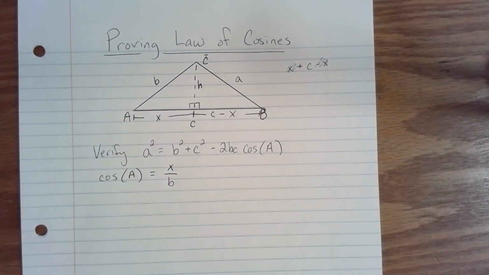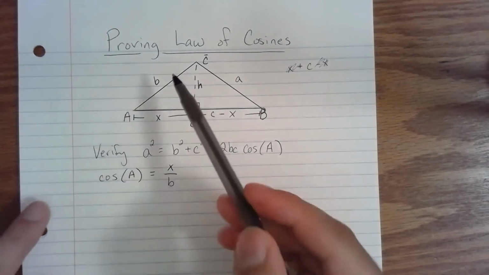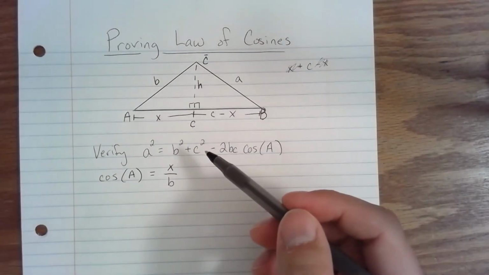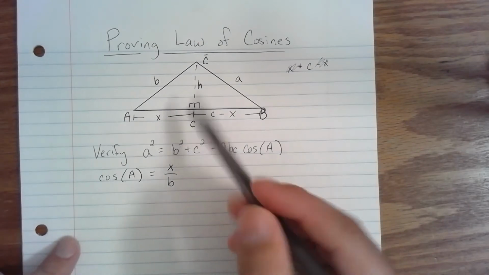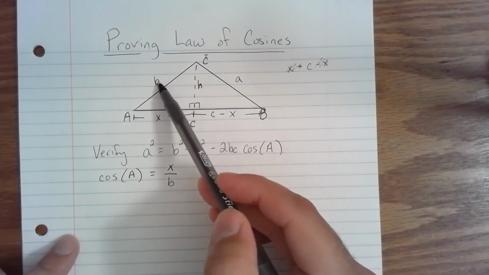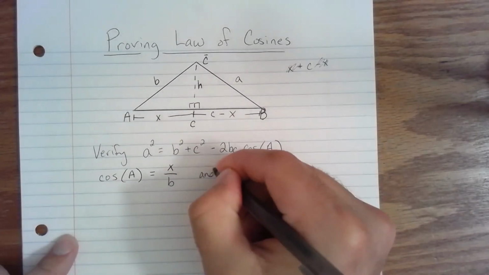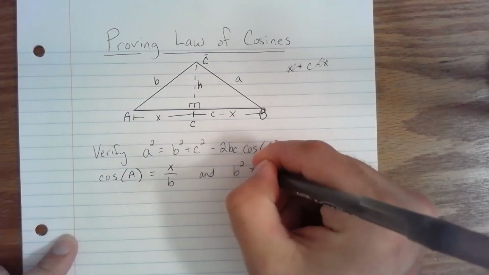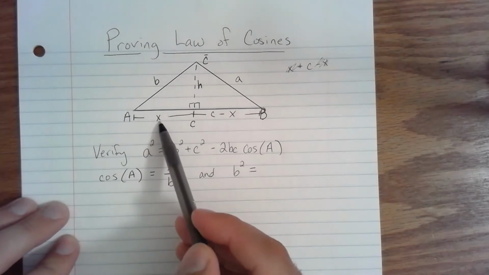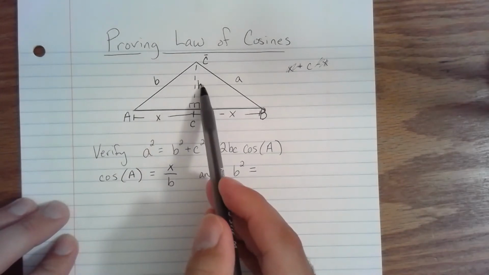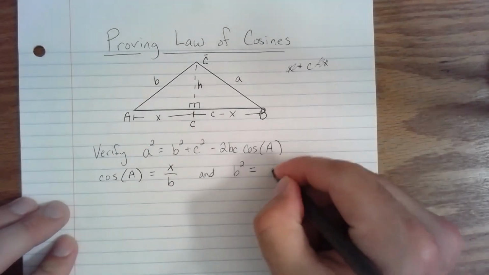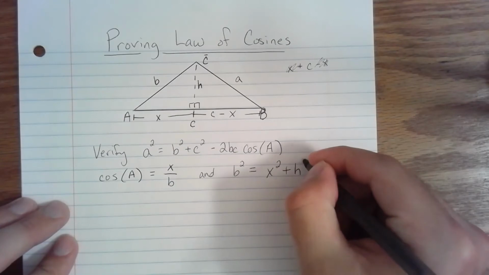Now, we also know that right triangles always use the Pythagorean theorem, so we can set up a couple things there. What about b squared? If I wanted b squared in my problem, we know that b squared is going to equal x squared plus h squared. The Pythagorean theorem says the side length squared plus the side length squared equals the hypotenuse squared. So this is x squared plus h squared.